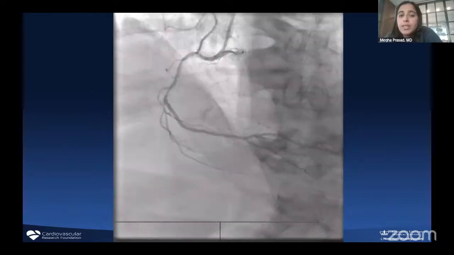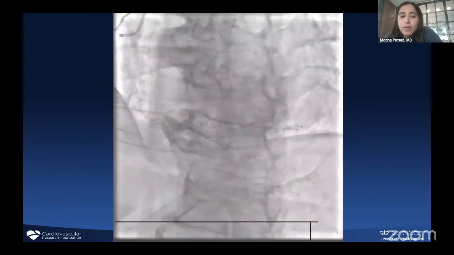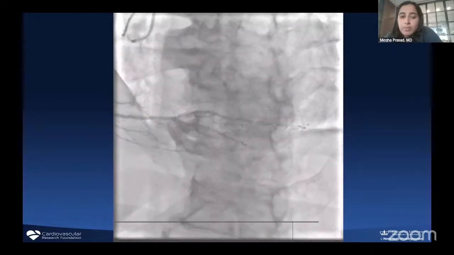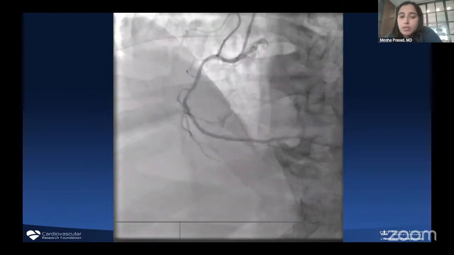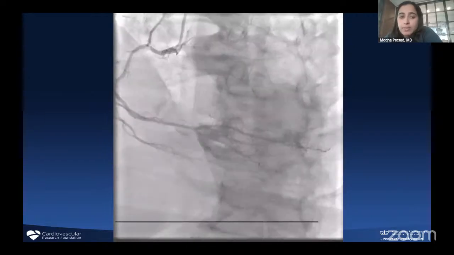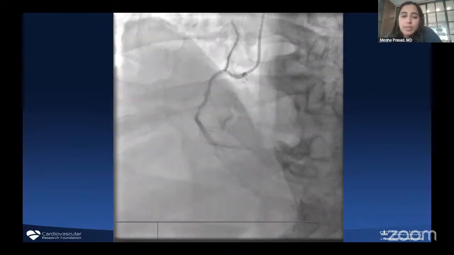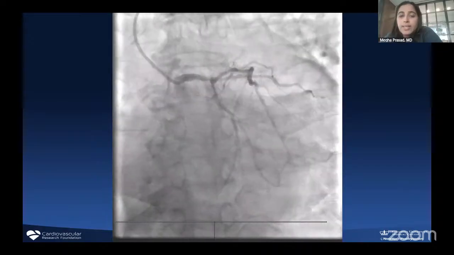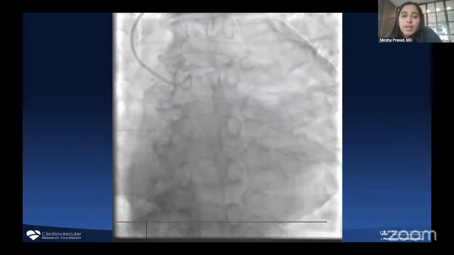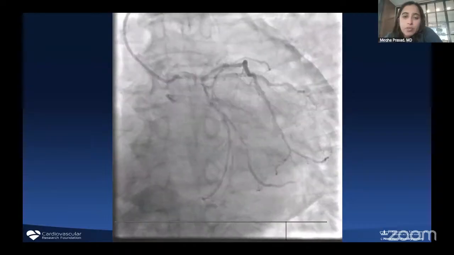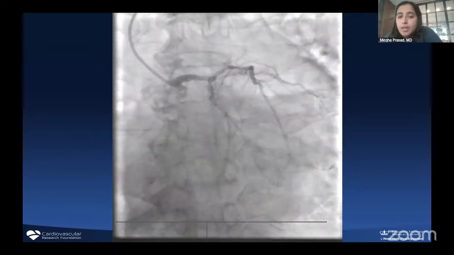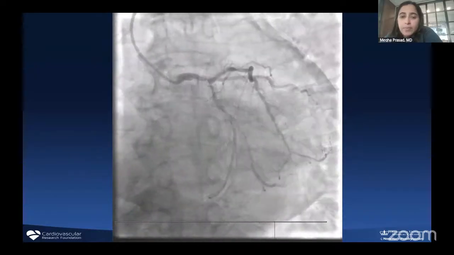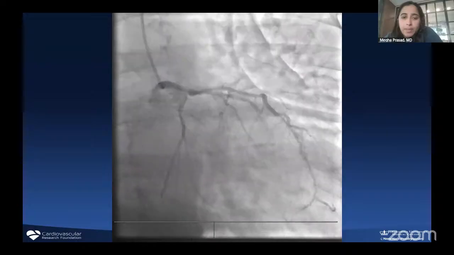You can see here, when we got the films a few hours after arrival, the RCA has some calcified proximal and mid disease and is a diffusely diseased vessel, but really proximal and mid. Nothing on this was jumping out to us as necessarily the culprit, but it can be hard to tell in these cases. We then noted this distal left main lesion that went into the proximal circumflex and proximal LAD. There's also some ramus disease, as you can see here, and that'll be opened up a little bit better here.